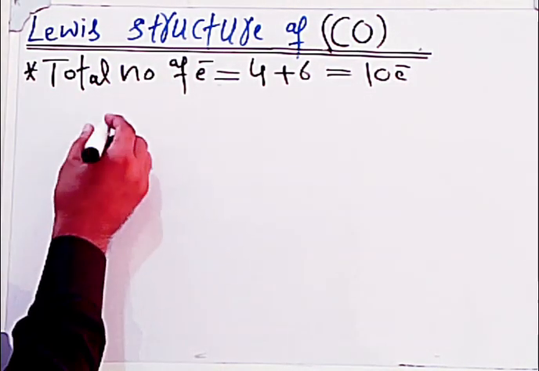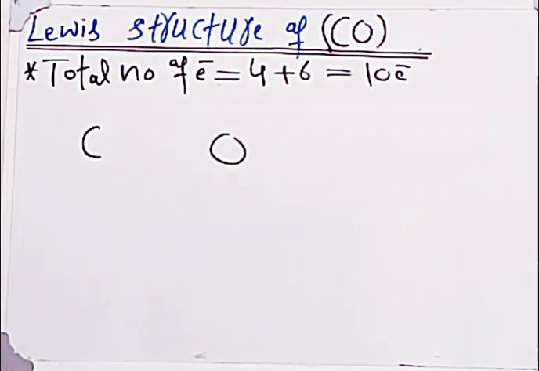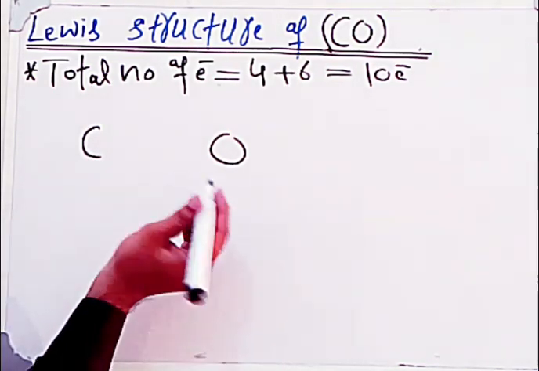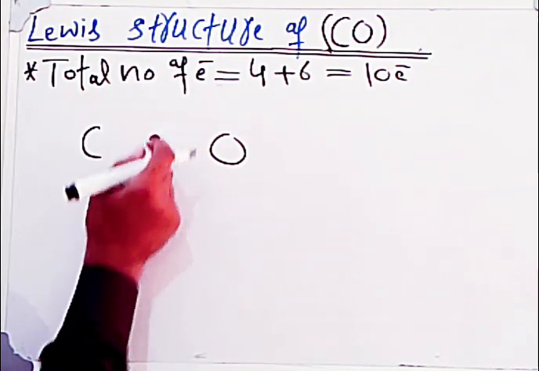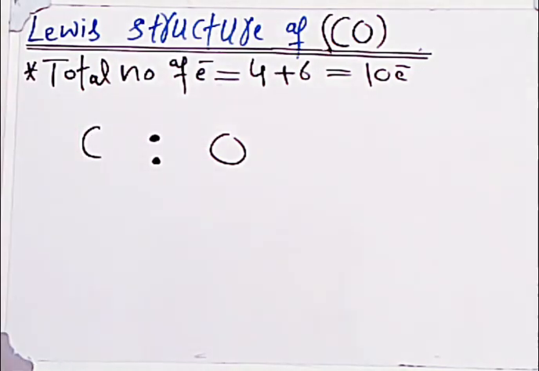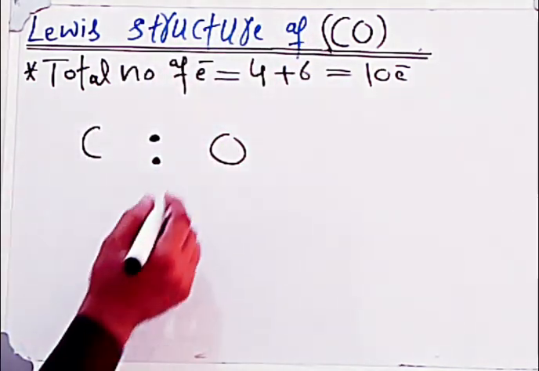So, carbon and oxygen. Students, we know that to represent a single covalent bond, we place a pair of electrons between carbon and oxygen, which represents a single covalent bond. Now we complete the octet for the outer atoms.